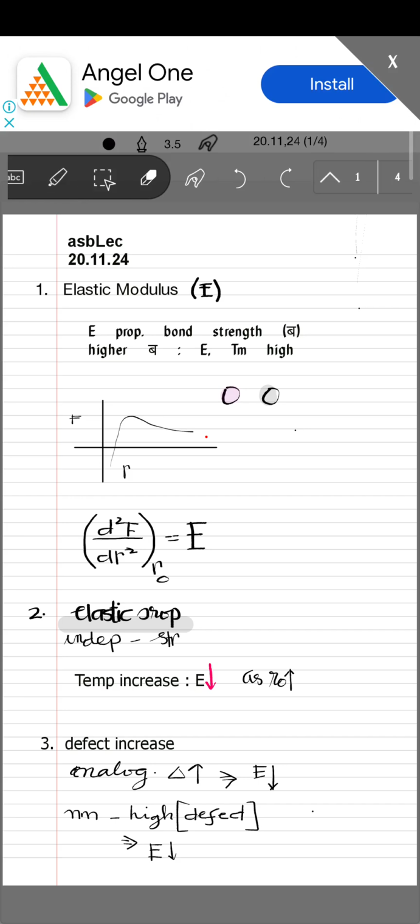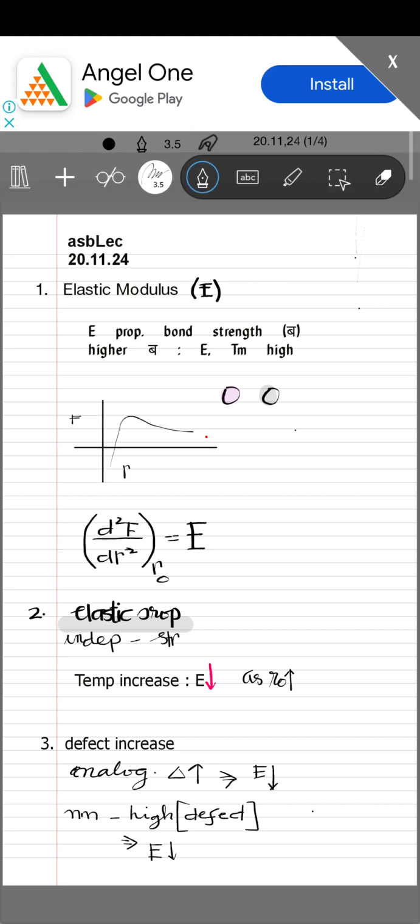Hello students, so in this lecture we will be discussing elastic modulus, especially in the case of nanomaterials. Now, elastic modulus is proportional to the bond strength of the material, and higher bond strength means that you have a higher elastic modulus and also the melting point of the material is high.